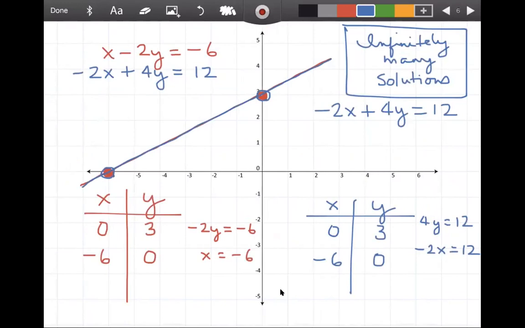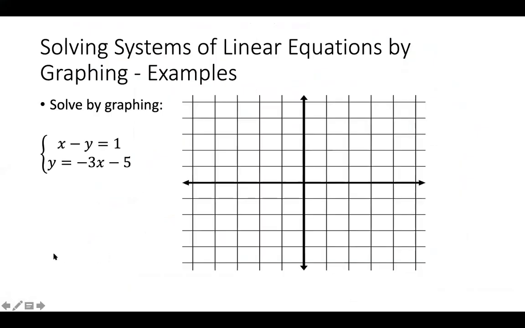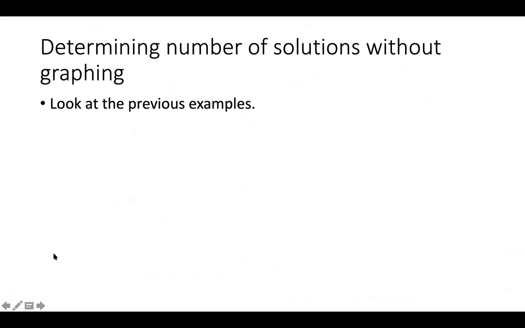These two lines also have the same slope because they are the exact same line. All right, so if the two lines have the same slope, that could mean that there's no solution, or it could mean that there's infinitely many solutions. So now let's go back to the presentation. All right, we've looked at the previous examples.